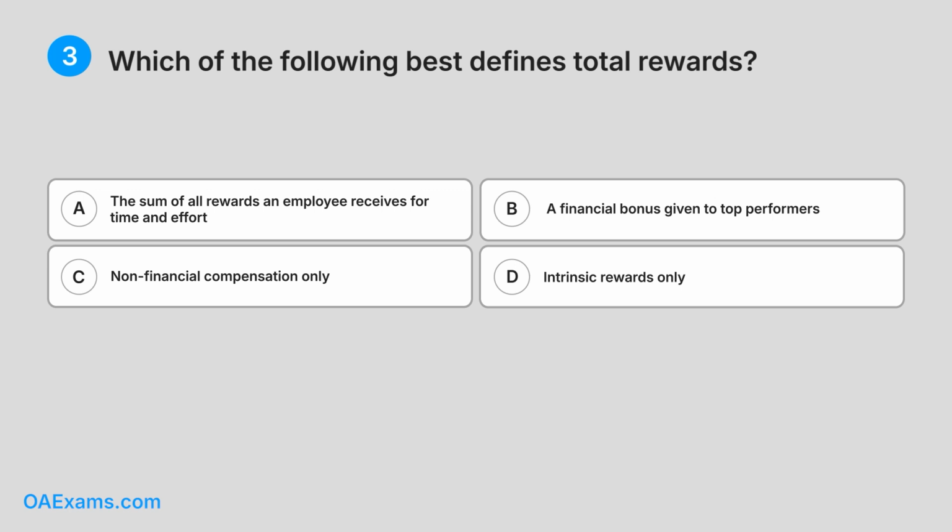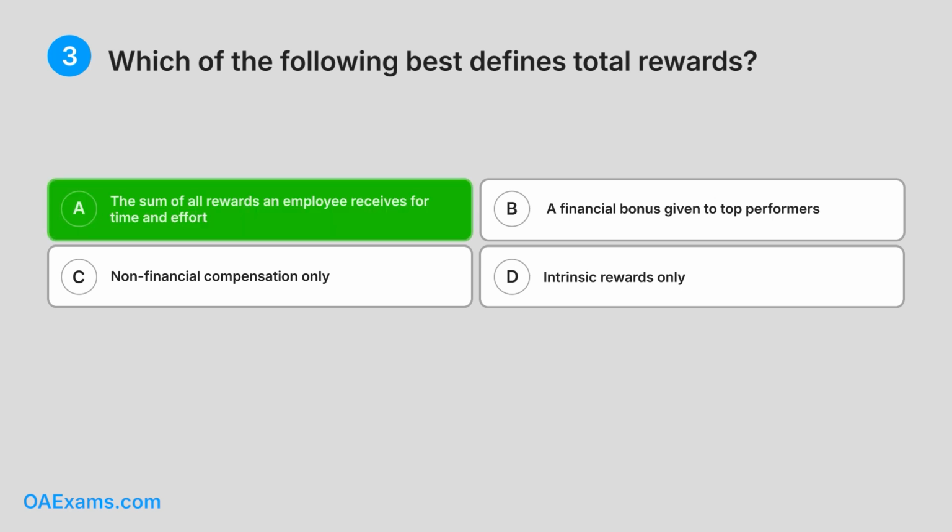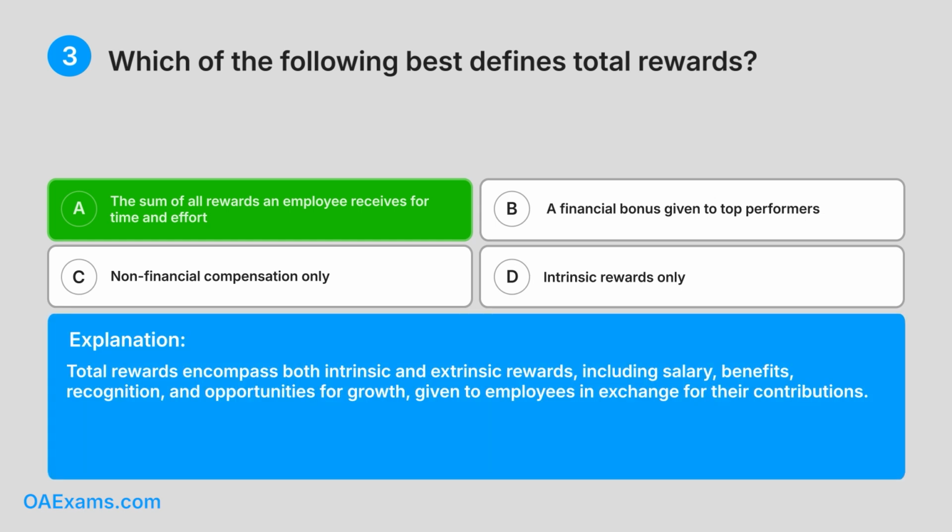Correct answer. A. The sum of all rewards an employee receives for time and effort. Explanation. Total rewards encompass both intrinsic and extrinsic rewards, including salary, benefits, recognition, and opportunities for growth, given to employees in exchange for their contributions.